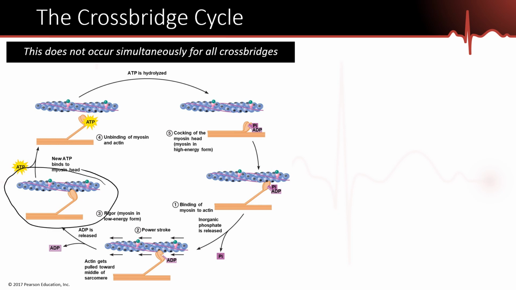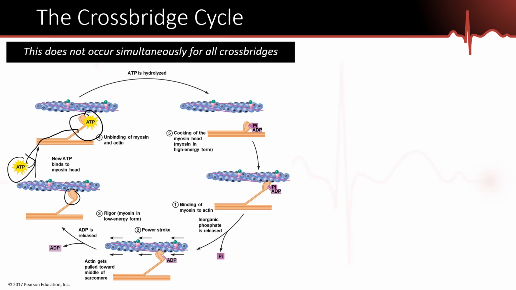That's called the rigor state. That's where the myosin head is actively bound to actin, to globular actin in the actin filament. The myosin head is bound to a myosin binding site on a G-actin. And then what happens is a molecule of ATP comes along and binds to the myosin head. Remember, the myosin head has an ATPase site in it, right? It's a site that binds ATP.